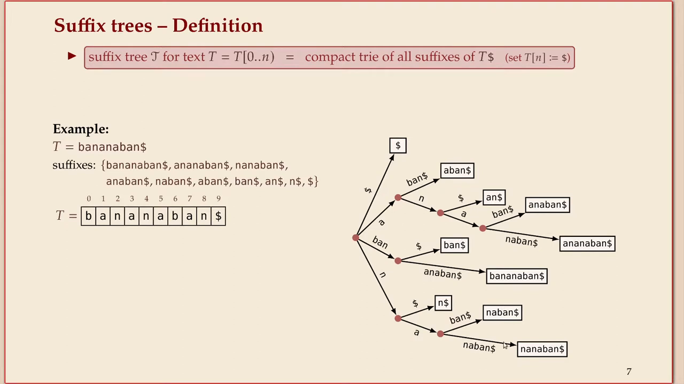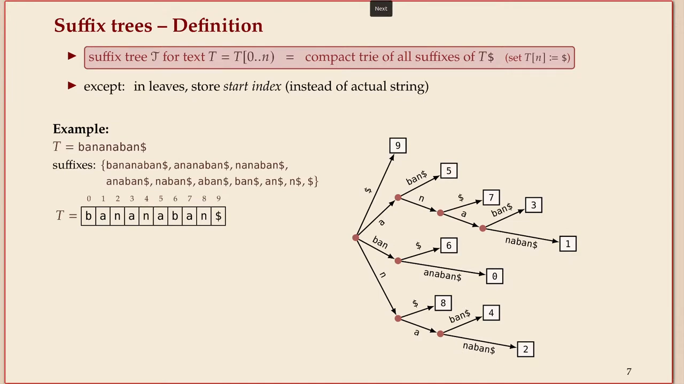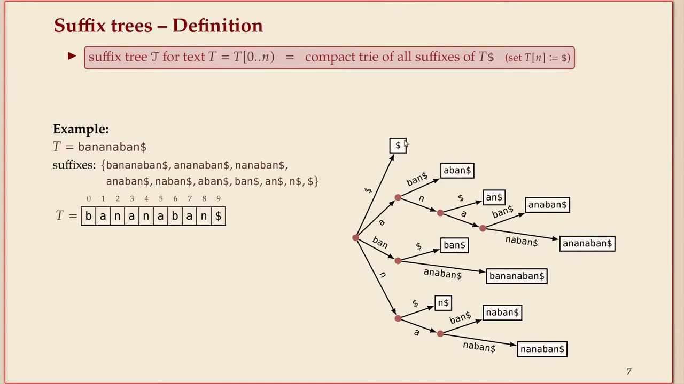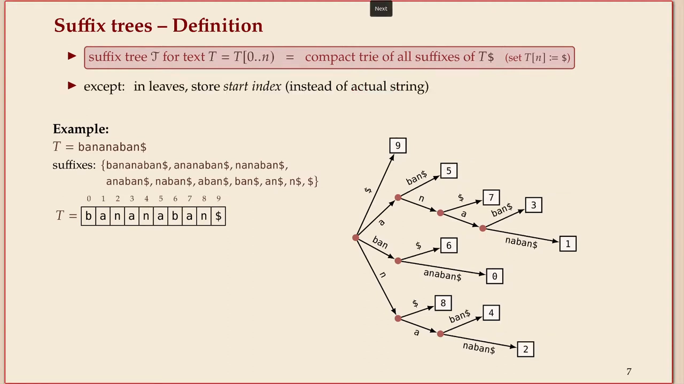This is the compact tree in the standard way we draw it, except that here I cheated a bit and put the long labels on the edges. We don't really have that. And the first thing is we don't have to store all the strings in the leaves again, because we know there are suffixes of one fixed string. So we store that fixed string instead and a starting index.